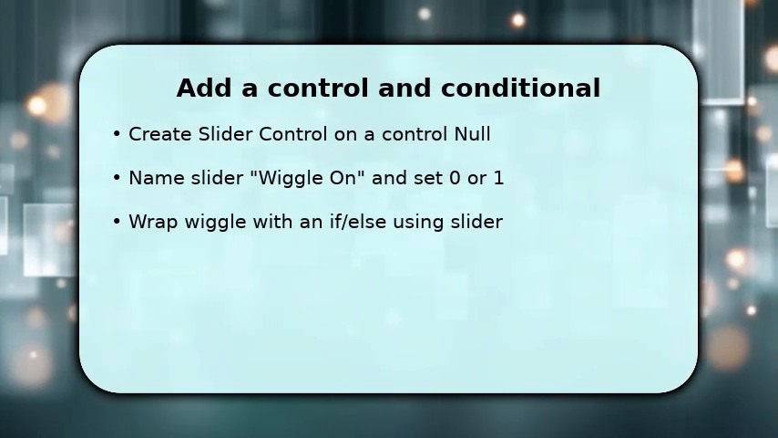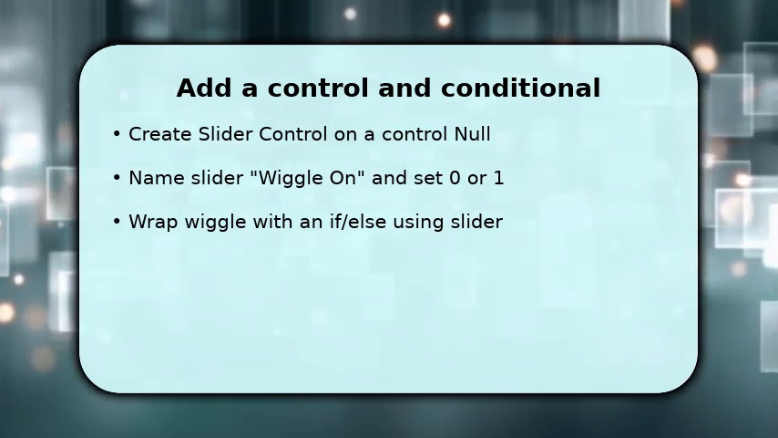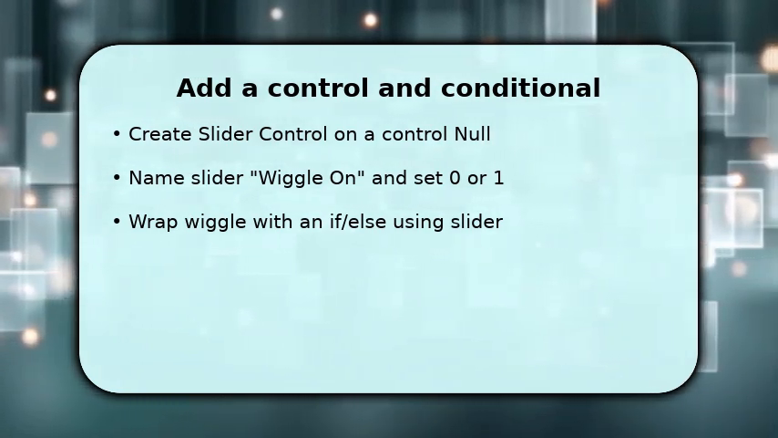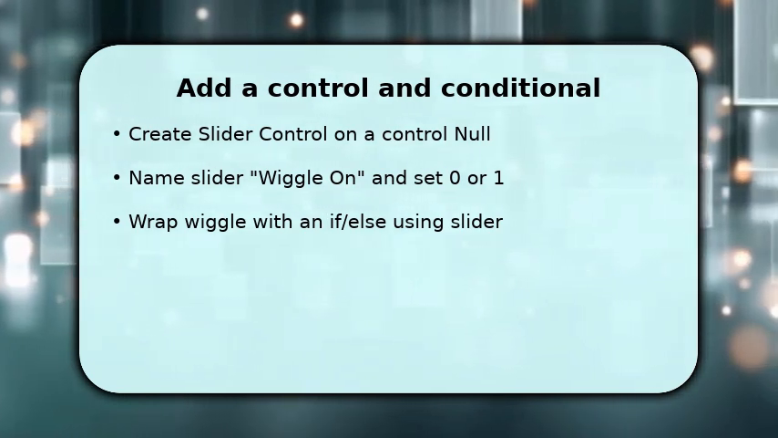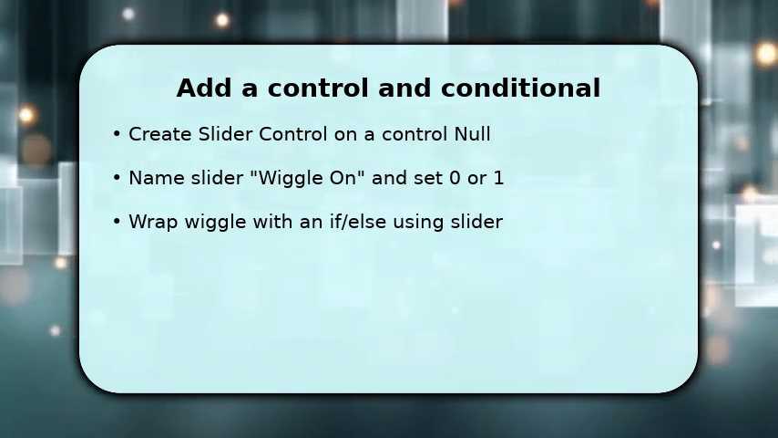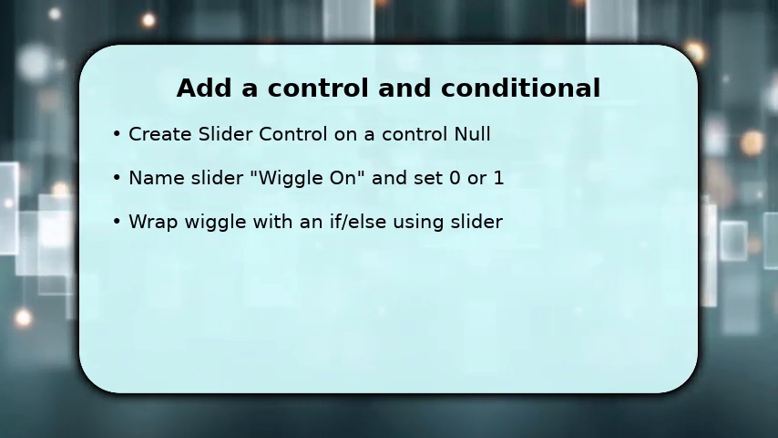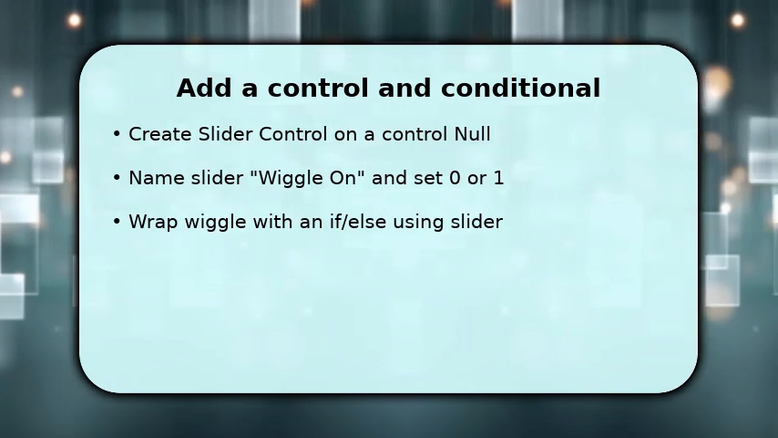Next, add a slider control on a dedicated null object and name it Wiggle On. Set values 0 for off and 1 for on. Back in the expression, read that slider, e.g., on = thisComp.layer("null").effect("Wiggle On")("Slider"), then wrap the Wiggle call: if (on) wiggle(0.5, freq, amp) else value. This makes the layer obey the control. You can key the slider to stop Wiggle at any frame without breaking animation continuity.